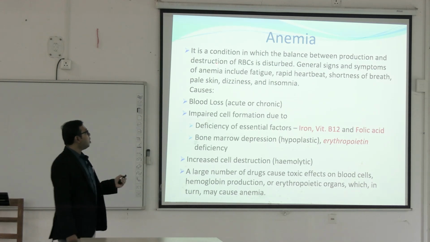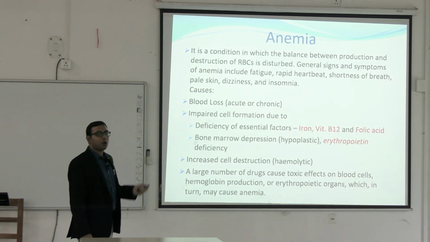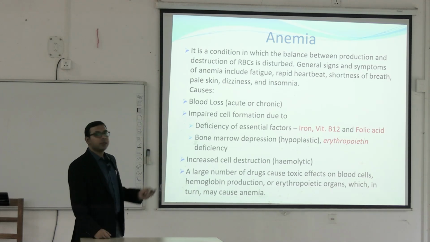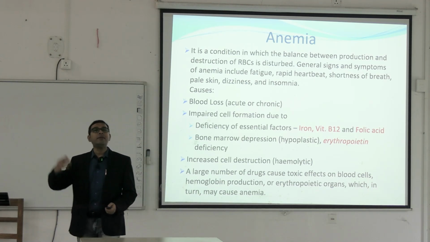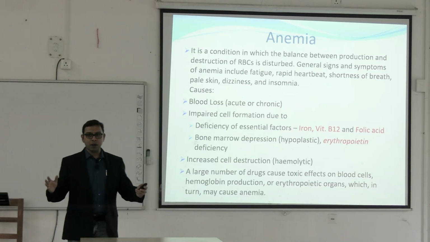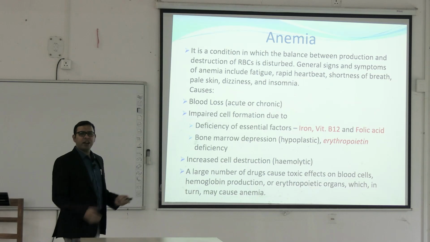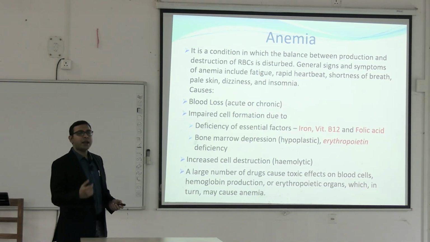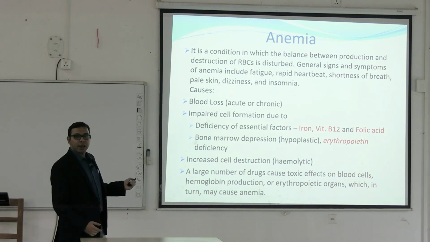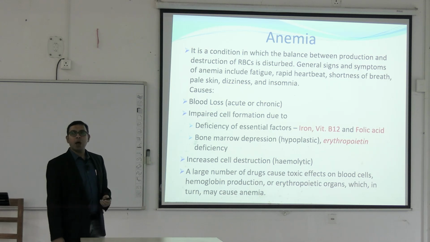Okay. So anemia, basically, is a condition where the balance between the production and the destruction of RBC is disturbed. There may be decreased production or increased destruction. Both may happen in anemia. General signs and symptoms are fatigue, the patient feels tired, there may be rapid heartbeat, tachycardia, shortness of breath, dyspnea, pale skin, you will see the pallor, dizziness, insomnia.